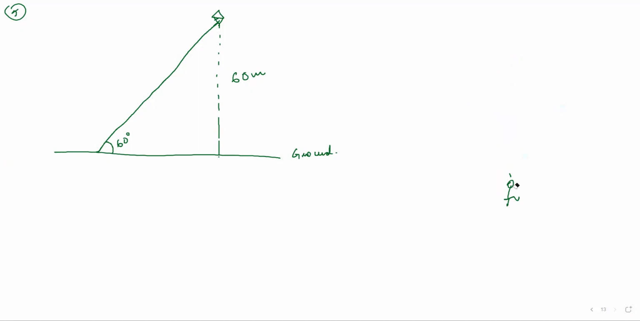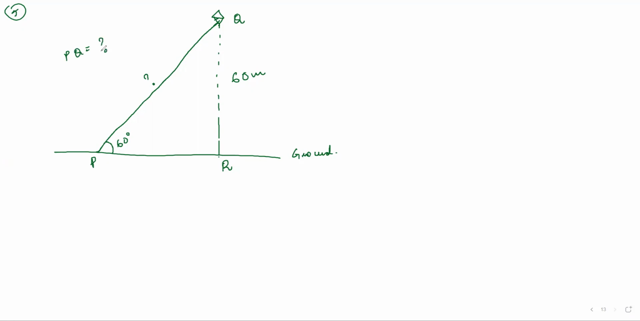So this height is actually the vertical height from the ground which is given. But this is the thread which is attached to the kite, which is at an angle of 60 degree from the ground. Find the length of the string. So that means this length you have to find. Let me call it PQR. So PQ you want to find. Clear?